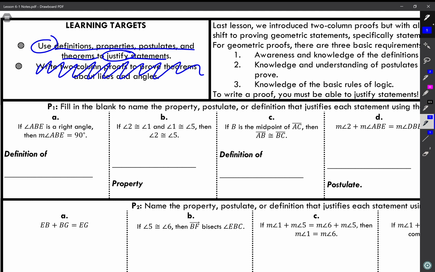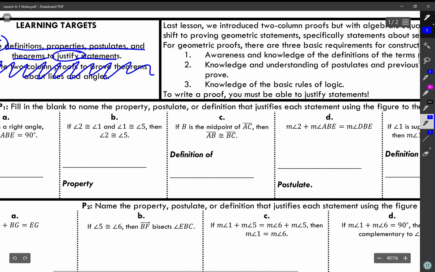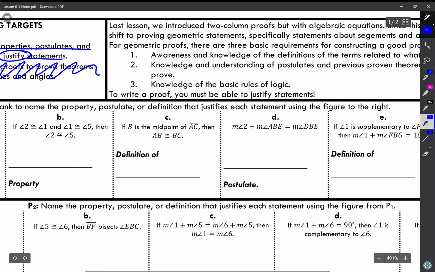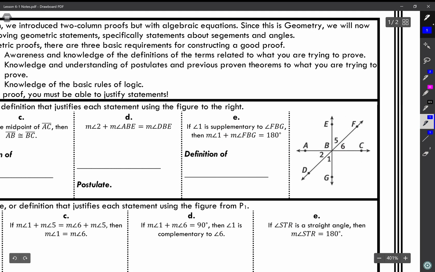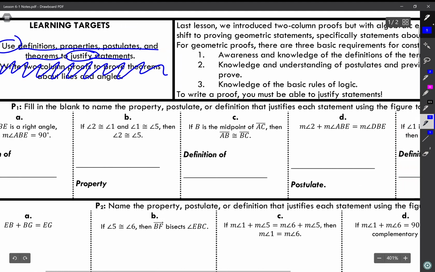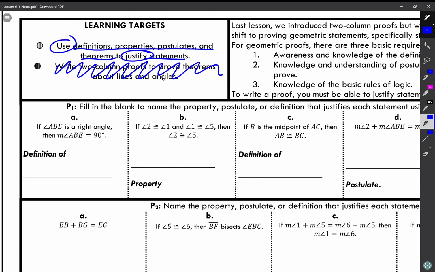You should have that proof terms list that I gave you and that you have been adding to, or you will add to later. We're going to use that list today to pick the reasons that we will use to justify statements. Okay, so P1: fill in the blank to name the property, postulate, or definition that justifies each statement using the figure to the right. Our first statement in A is: if angle ABE is a right angle, then the measure of angle ABE is equal to 90 degrees. So it's a definition of.